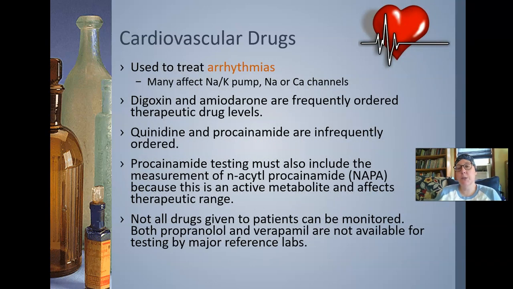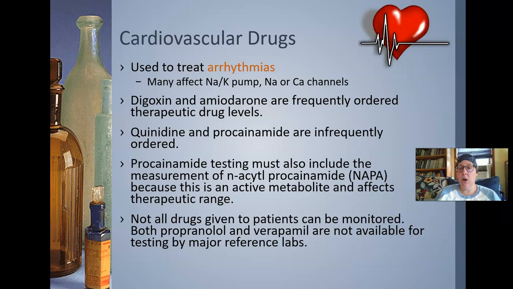All right, so let's get into specific drugs. Some of the drugs that we do monitor, again, we do not monitor everything that's on the market. We literally monitor a fraction of what is on the market. Okay, so we're going to look at the cardiovascular drugs first. They are used to treat arrhythmias. Many affect the sodium-potassium pump, or they will affect the sodium channels or the calcium channels. Digoxin and amiodarone are frequently ordered therapeutic drug levels that are cardiovascular drugs. Quinidine and procainamide are infrequently ordered. You will not see those very often. You'll see them some, but just not very often.